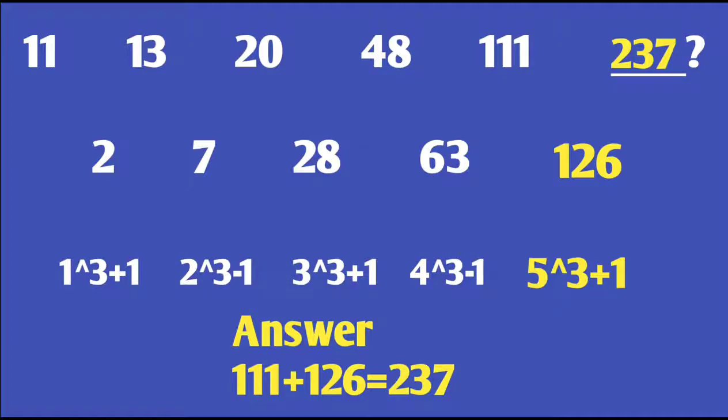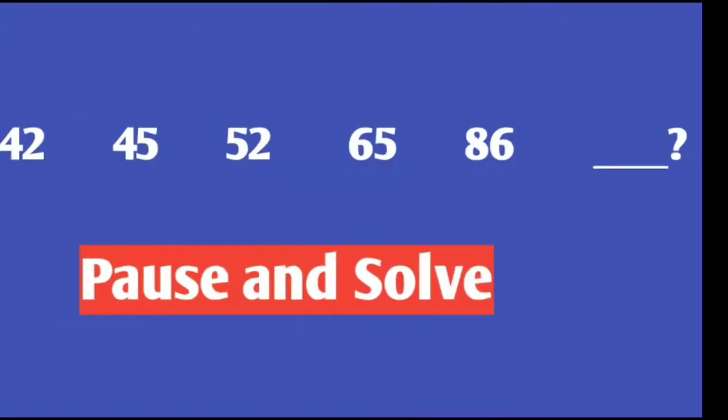So what we can do is write 2 as 1 cube plus 1, and we can write 7 as 2 cube minus 1. We can write 28 as 3 cube plus 1, and we can write 63 as 4 cube minus 1, and then the series goes on. So the next term will be 5 cube plus 1, which equals 126. So 126 is the difference between the missing number and the previous number. So guys, add 126 plus 111, and you will get the missing number. That's it.